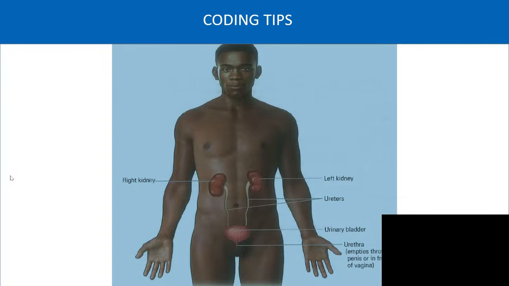The code reads: cystourethroscopy with ureteroscopy and/or pyeloscopy, with removal or manipulation of calculus, ureteral catheterization included. If you see the code description, ureteral catheterization is already included, so you should not code it separately. That is the guideline they have mentioned in the bracket. So 52352 is for removal of stones. Here there is no insertion or removal of the stent.